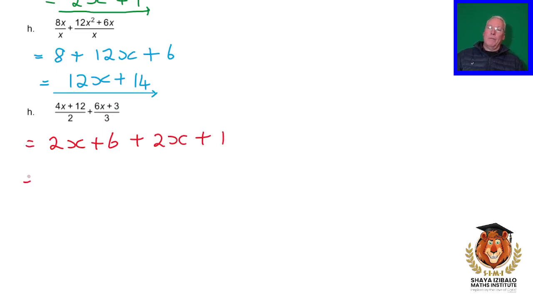We've got some like terms. Let's add them, and we get 8x. No, we do not get 8x. 2x plus 2x is not 8x. 2x plus 2x is 4x. And 6 plus 1, 7. And there's our final answer.